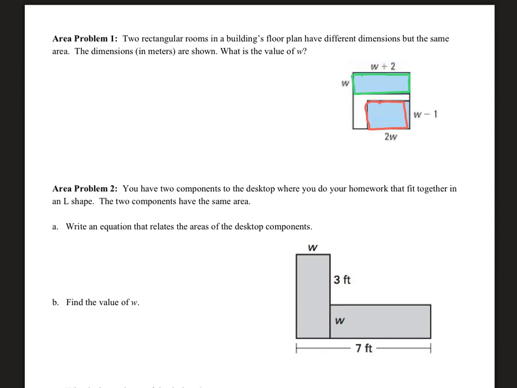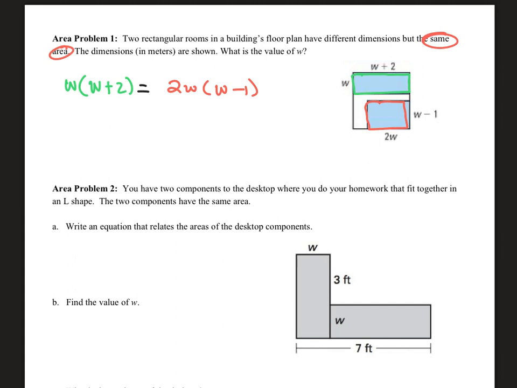So to find the area of the green room, I would do length times width, and so my length and my width are w and w plus 2. And then to find the area of my red room, I would do the same thing. I would do its length times its width, and so 2w times w minus 1. So I've got my area, but it also tells me that their areas are the same. And so what that means is that the green area is going to equal the red area.